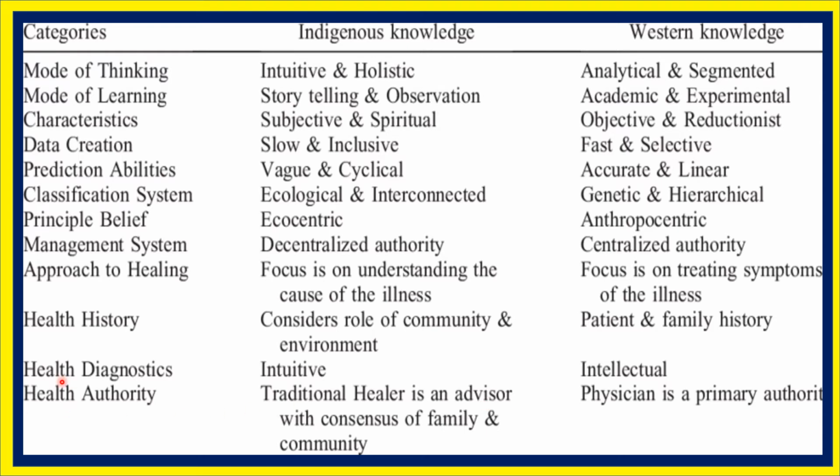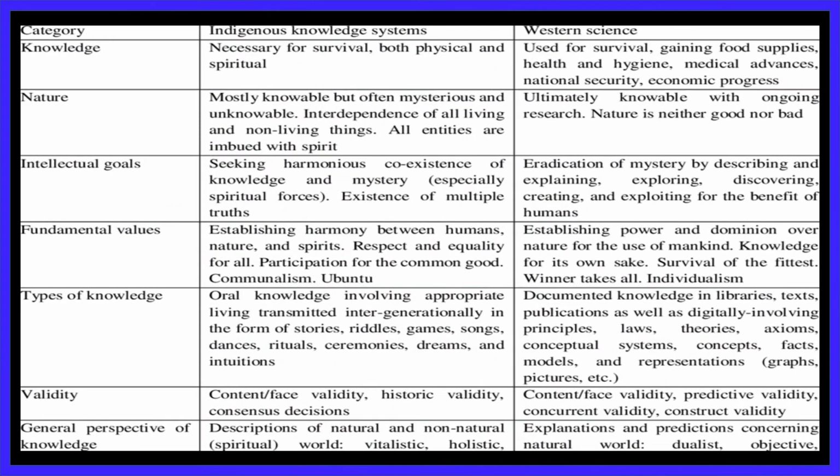Category 11 is health diagnostic. Indigenous knowledge is intuitive and Western knowledge is intellectual. The health authority in indigenous knowledge is the traditional healer, an advisor with consciousness of family and community. The intellectual physician is the primary authority. These are some of the other categories in the traditional knowledge system and the Western knowledge system.